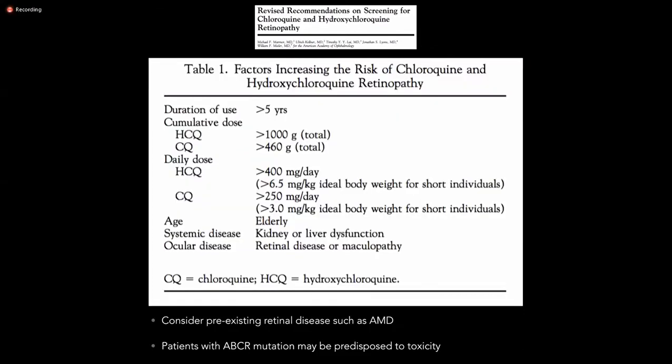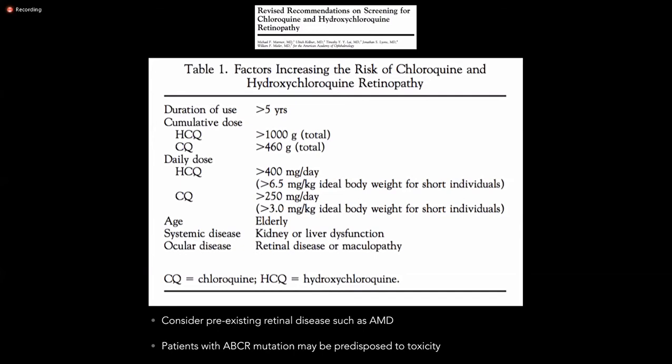This is a table that talks briefly about factors that increase the risk of chloroquine and Plaquenil retinopathy. Interestingly here, we look at the total duration of use, more than 5 years, and the cumulative dose, so for Plaquenil, more than 1,000 grams total. This is an older table, so the daily dose here was in terms of ideal body weight, so more than 6.5 milligrams per kilogram for Plaquenil and more than 3 milligrams per kilogram ideal body weight for chloroquine. There's some new evidence that a dose greater than 5 milligrams per kilogram of real body weight may be more accurate and more helpful.